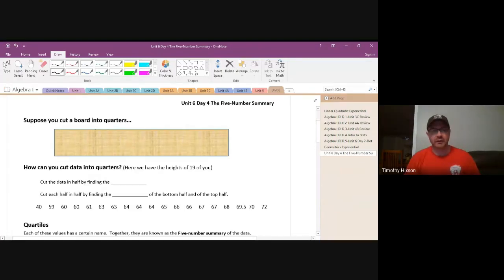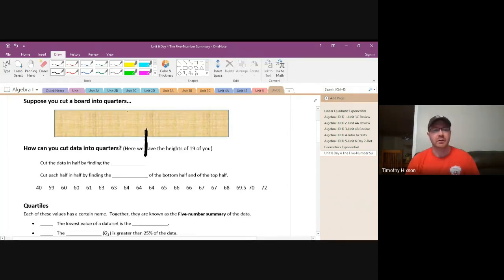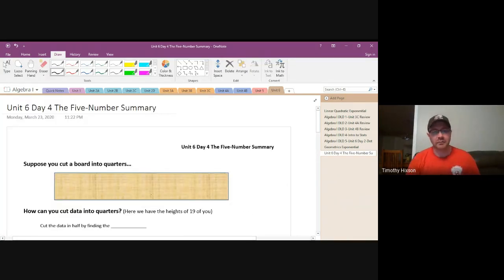I want to just start with a quick question of, how do you cut, let's say you have a board of wood and you're going to cut it into quarters. Well, you'd probably start by cutting it in half. So we're cutting that in half. And then we would go on this half and we'd cut it in half. And then we'd come over to this half and we'd cut it in half. And now we have 1, 2, 3, 4 pieces.